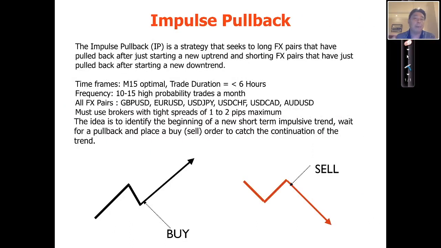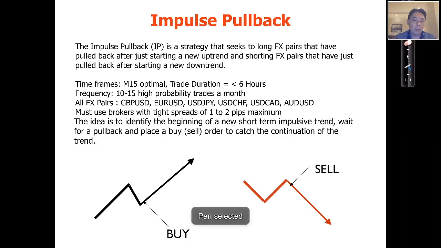First, an introduction about the impulse pullback strategy. This is one of the core strategies that I trade personally. It's one of my bread and butter strategies. This is a strategy that seeks to go long on FX pairs that have pulled back after just starting a new uptrend, and we go short on FX pairs that have just pulled back after starting a new downtrend.